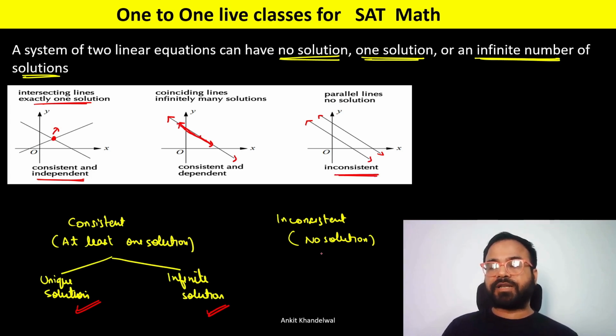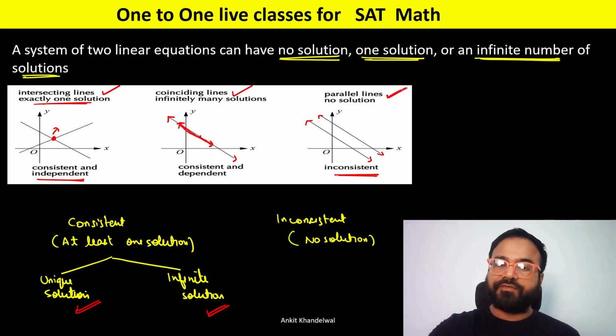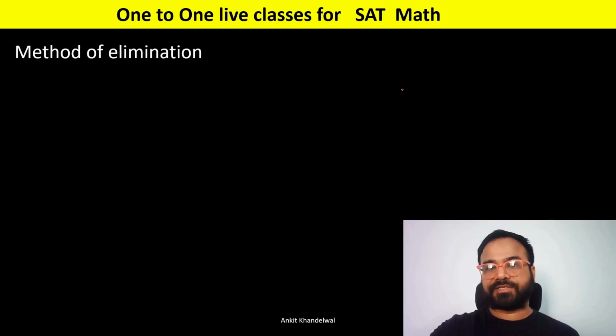No solution also means parallel lines. So in the unique solution, we will say intersecting lines. In the infinite solution, we will say coinciding lines. And in the no solution, we will say parallel lines. So these are the three cases. We have to see which one will be applicable in a particular system.